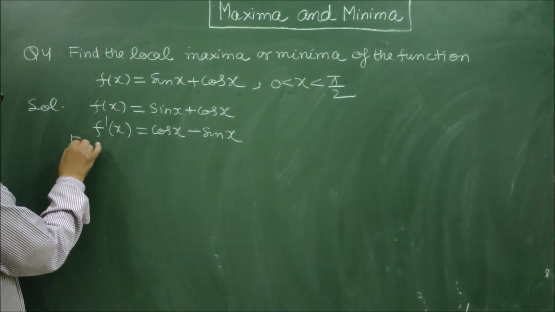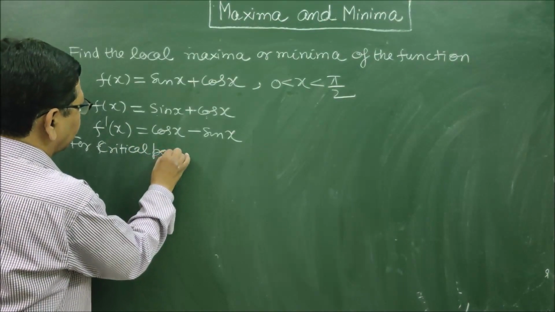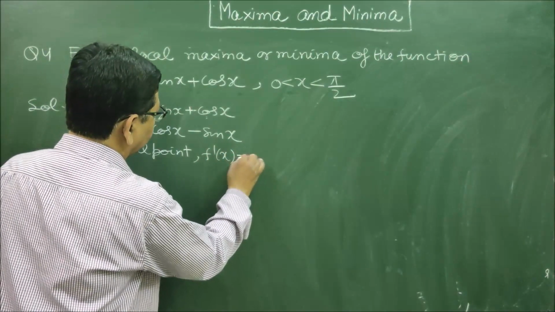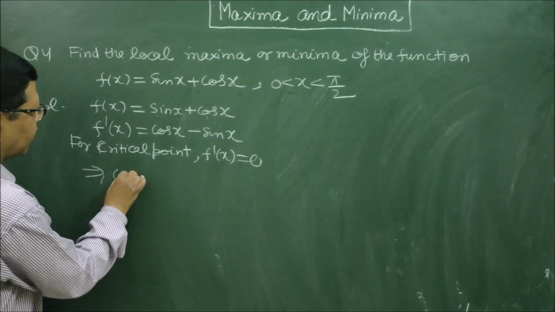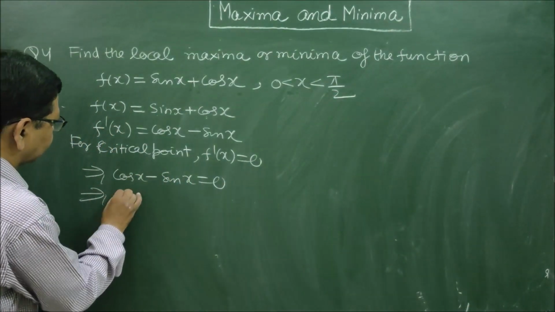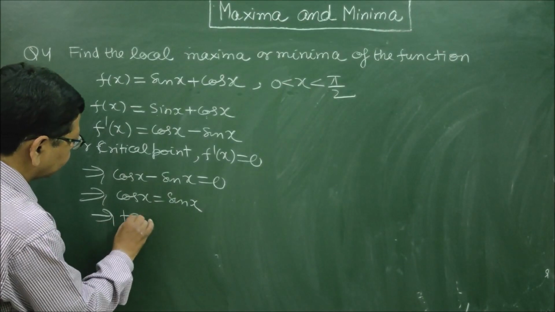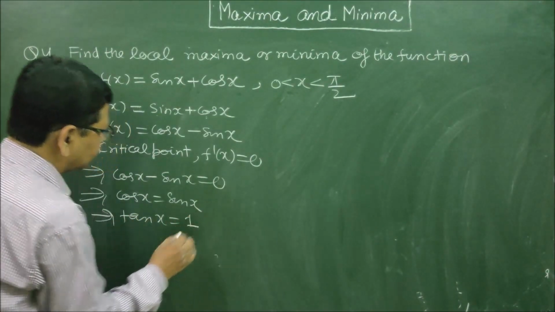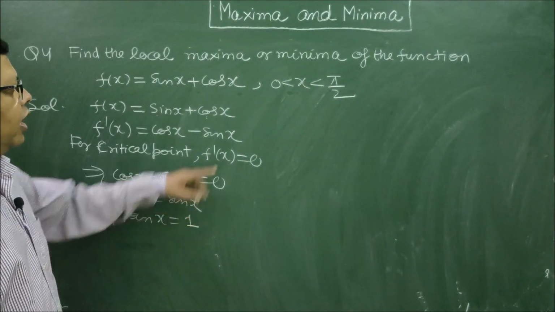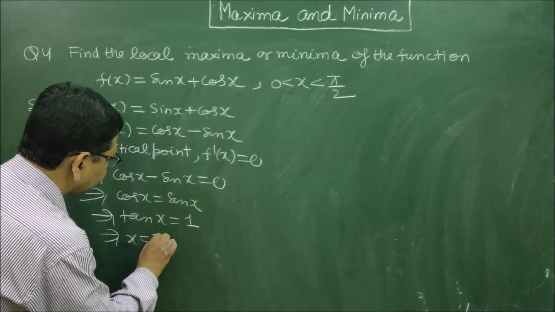For critical points, f dash x is equal to 0. This implies that cos x minus sin x is equal to 0, that is cos x is equal to sin x, or tan x is equal to 1, and the angle x for which the value is 1 and lies between 0 and pi by 2 is pi by 4. So the value of x is equal to pi by 4.